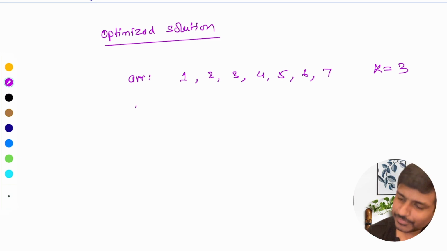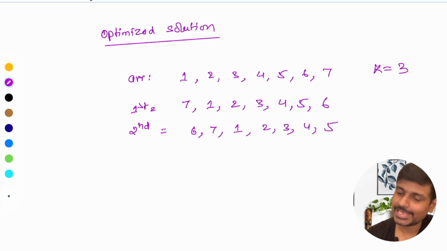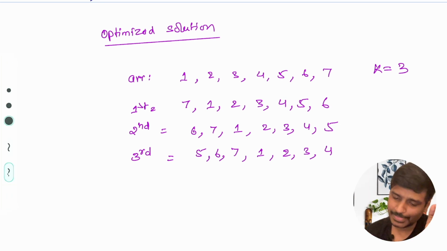After the first iteration, what will be the state of the array? It will be 7, 1, 2, 3, 4, 5 and 6. After the second iteration, it will be 6, 7, 1, 2, 3, 4 and 5. And after the third iteration, it will be 5, 6, 7, 1, 2, 3 and 4. So now this is our answer.